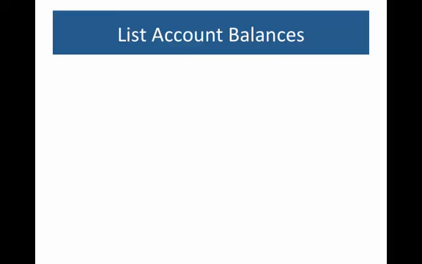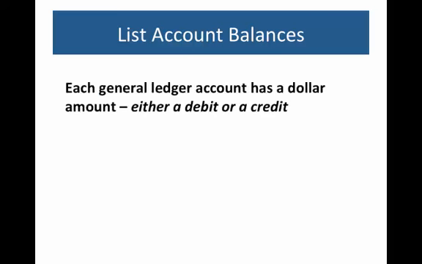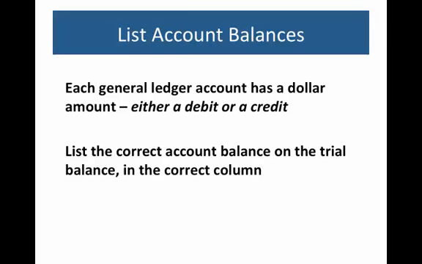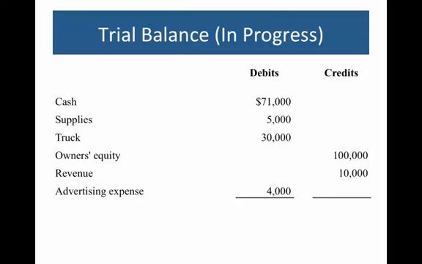So we said, first thing we do now is list the account balances. Every general ledger account that has some value in it, whether it's 1 penny or $1 million, will be included in this. And it either is going to be a debit or a credit. You need to list the correct account balance on the trial balance in the correct column. In other words, put the debits in the debit column, the credits in the credit column.